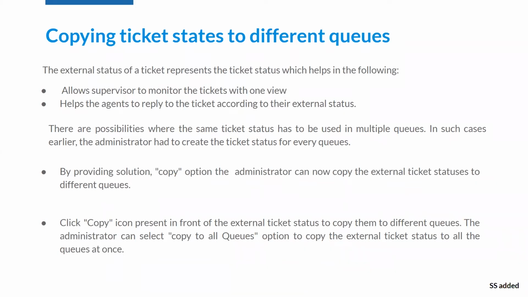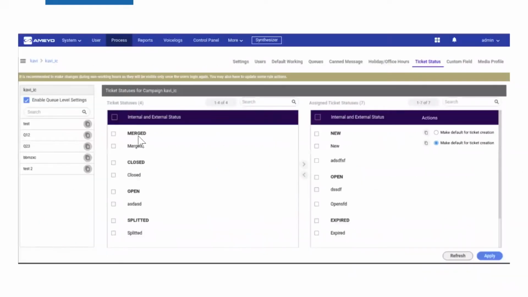Now, when creating these statuses, it can be a very tedious task, as you have to go to each and every queue and set up the statuses over there. With this new feature, against each and every status that you have created, you can copy to all queues. For example, here you have the statuses that have been created, and you can simply copy all of these statuses to all the queues at once, right?